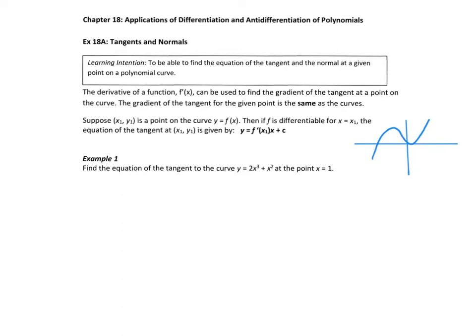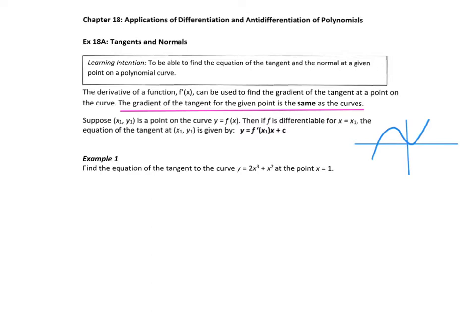Here we're looking at finding the equation of a tangent and a normal. So let's start off with a tangent first of all. Something that's really important to remember here is that the gradient of the tangent for the given point is the same as the curve. So at the point where the tangent touches the curve, the gradients are the same.